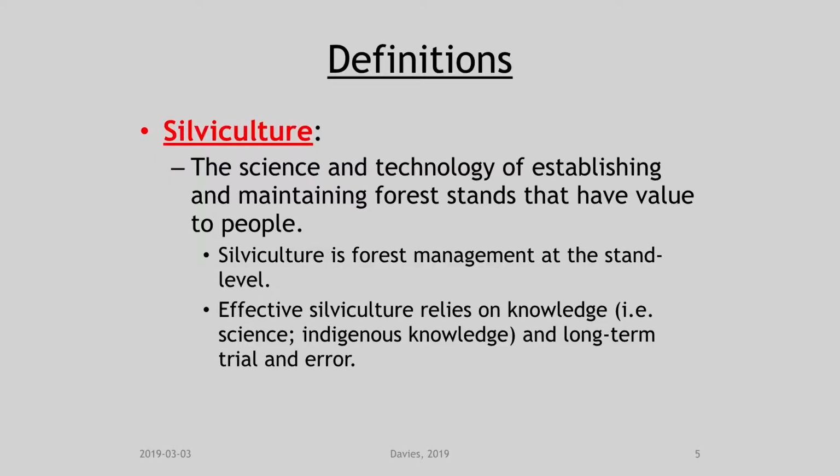So, this is the working definition of silviculture that I use in my classroom and working with students. I'm used to looking up at the board. I can look here. So, the science and technology of establishing and maintaining forest stands that have value to people. So silviculture is forest management at the stand level. And effective silviculture relies on knowledge, both science and indigenous knowledge. And what I mean by indigenous knowledge here is in the broader classical sense, knowledge of the land. Right? I mean, a lot of the most successful silviculture that has ever existed has existed in the absence of modern science, right, over millennia.